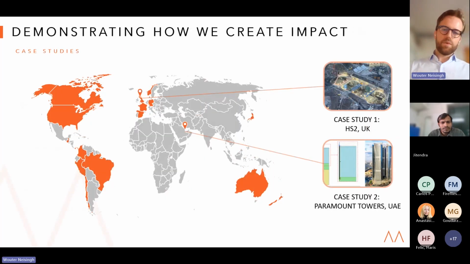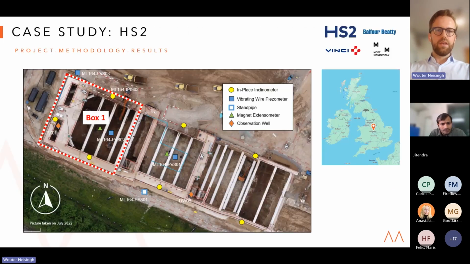Now, for the last part of today, I would like to take a look at two concrete examples, two case studies about how Daarwin works in real life. What you see here are the two case studies that I've prepared for you, one in the UK and one in Dubai. The first one in the UK, we were involved in the HS2 project, the high-speed railway project, one of the largest projects in Europe at the time.